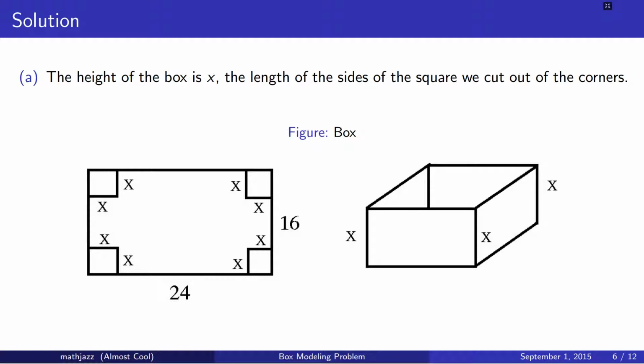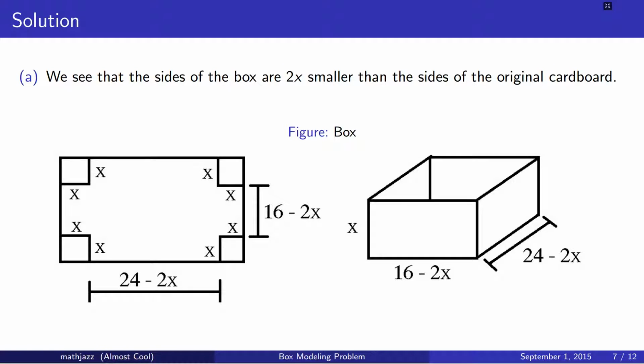The height of the box is x because the sides of the square that we cut out are length x. As we take that picture in our mind and fold the tabs up, we can see that side length of x becomes the height of the box. So the question becomes, what are the sides of this box? And the answer is that the side of the box is going to be 2x less than the original side of the piece of cardboard.